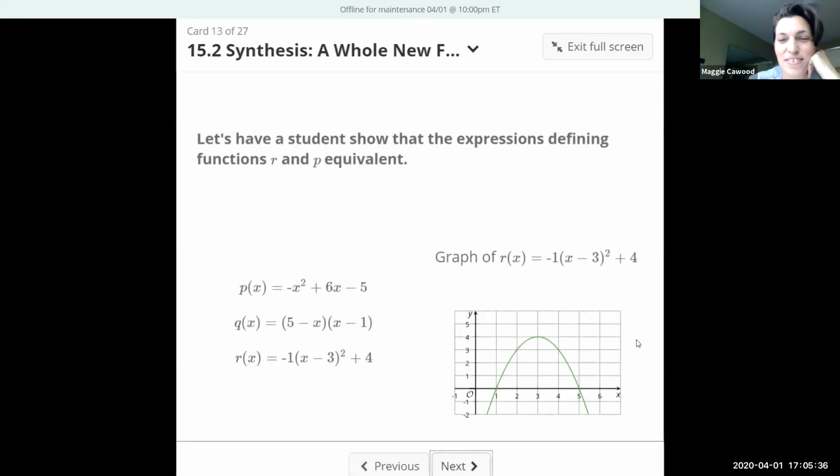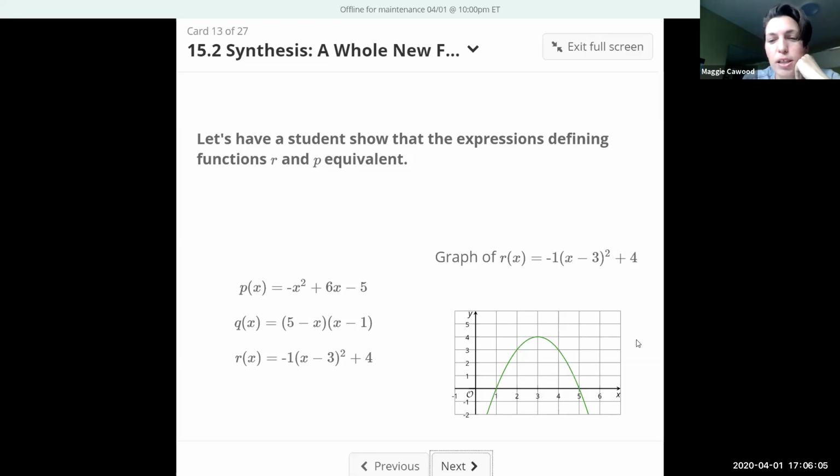Okay, so let's have a student show that the expressions defining R and P are equivalent. R and P are equivalent. So we already did that. I'm sorry, I'm like, what are we supposed to do here? We went through the math of that.